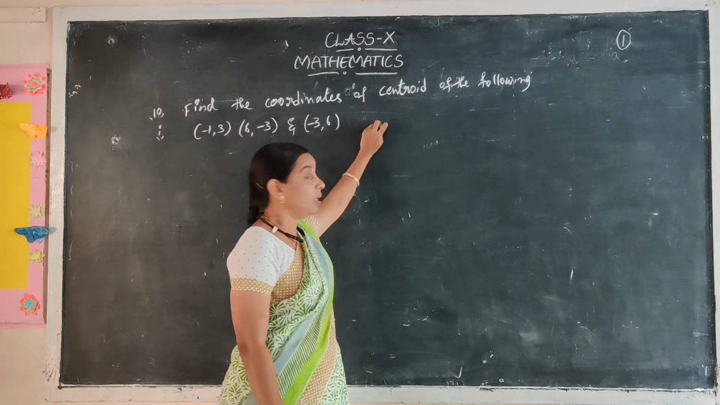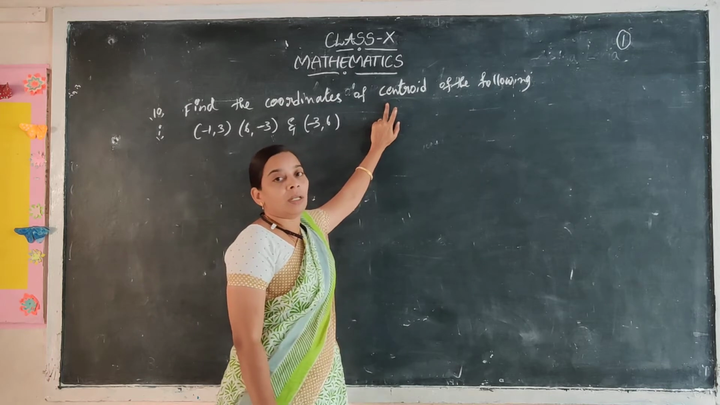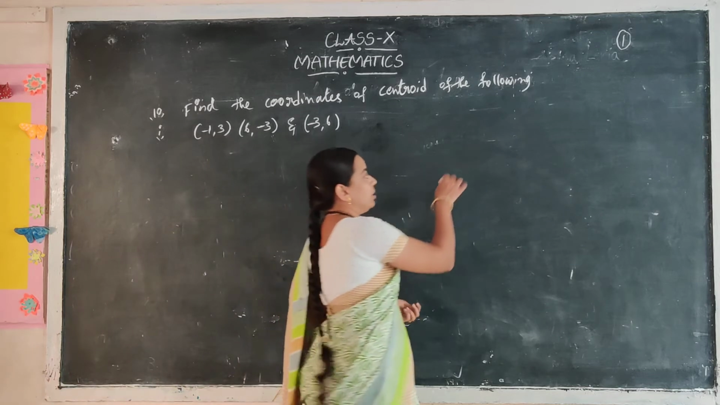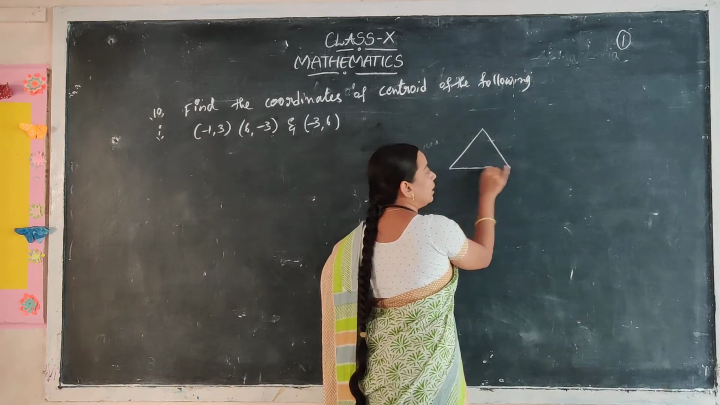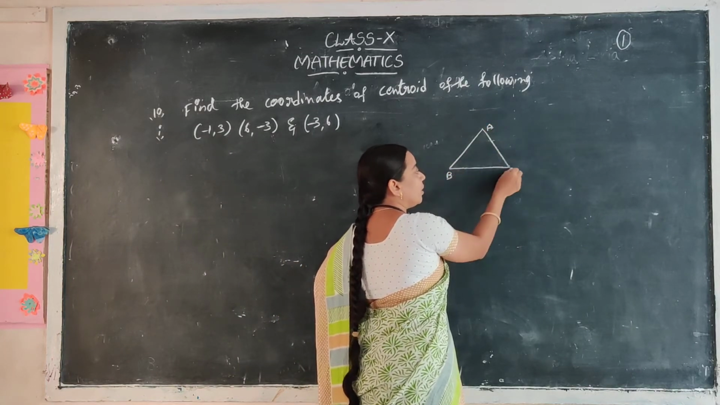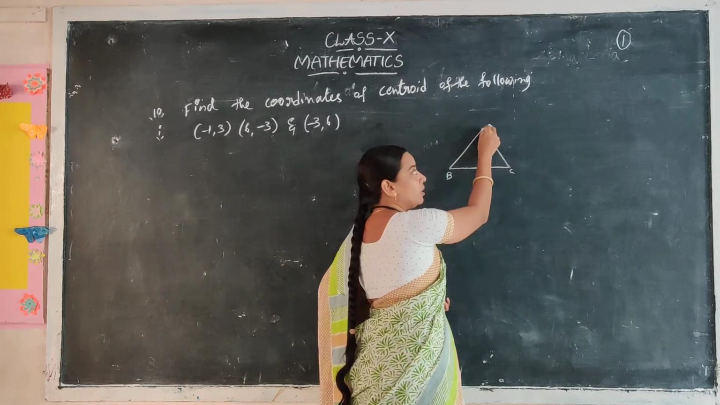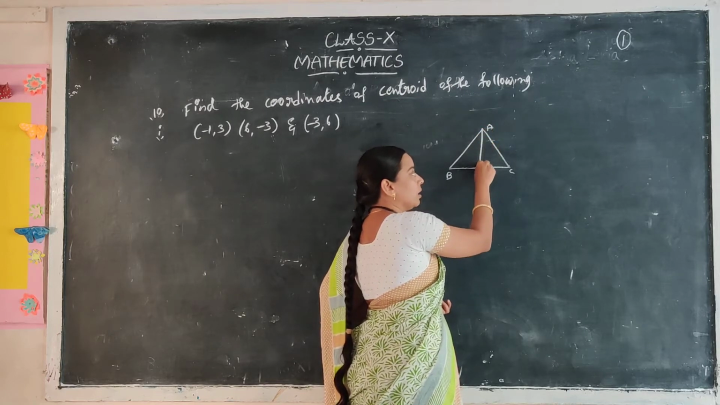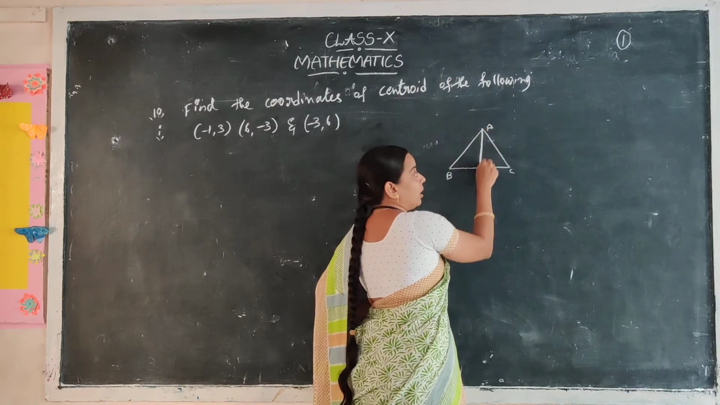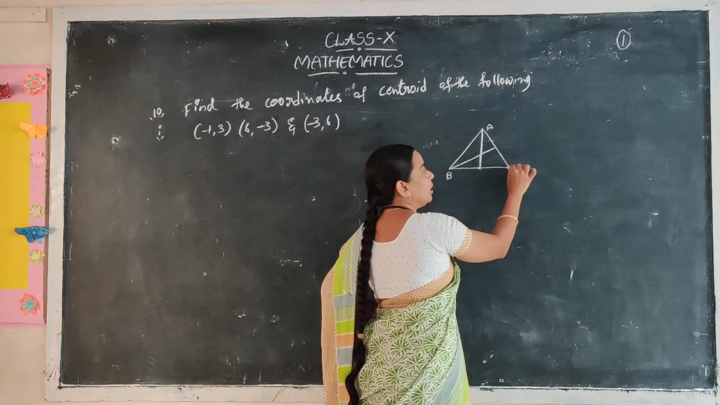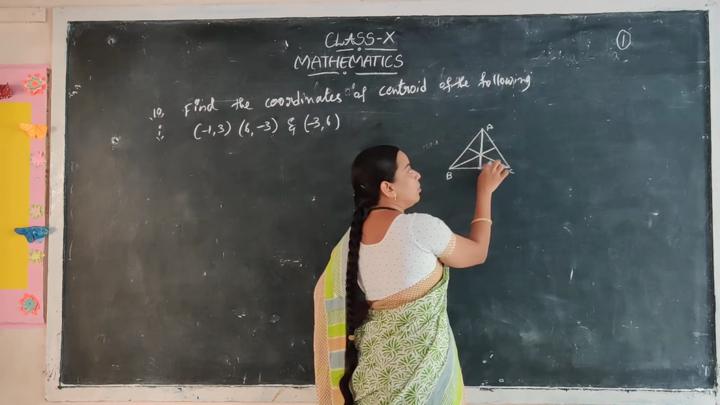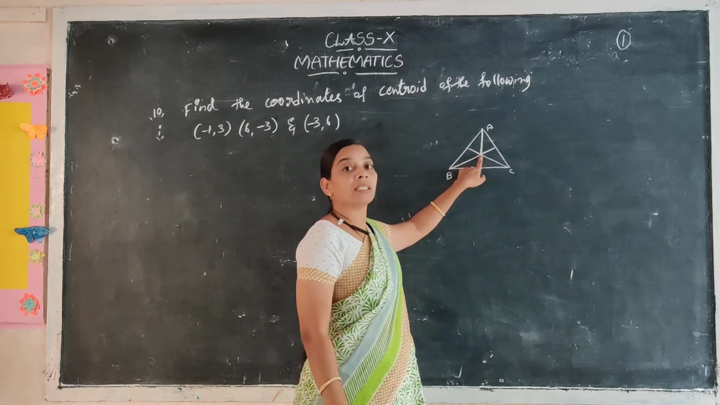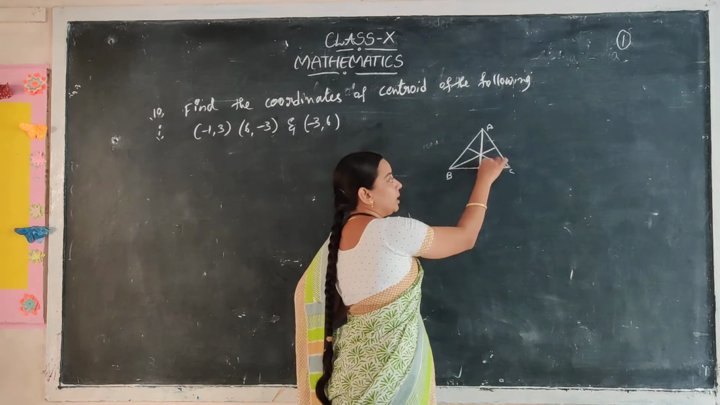1 mark. Okay. So centroid means the point of intersection of the medians of a triangle. That means this is a triangle. In this triangle, everyone knows medians. Medians means a line segment joining a vertex to the opposite midpoint of the side. This is one median, this is another median, and this is another median. These three medians are intersecting at one point. Then that point is called the centroid. That centroid is denoted by G.